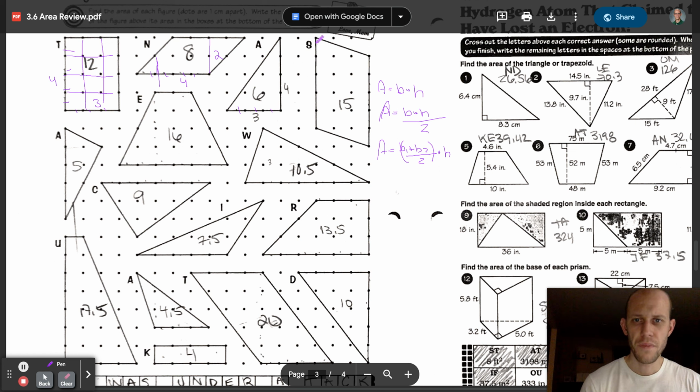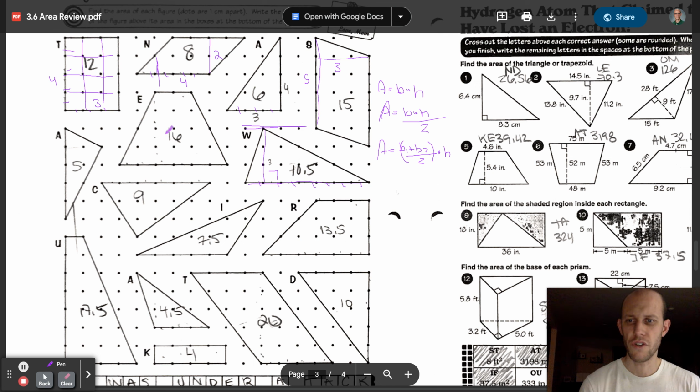Another parallelogram, I would use this side as the base. 1, 2, 3, 4, 5 segments by 1, 2, 3 segments tall. So 5 times 3 is 15. Here's another triangle. I would use this as the base and the quickest to the top, and that would be the top right there. So 1, 2, 3, 4, 5, 6, 7 by 3 tall. That would be 21, but cut in half would be 10.5.